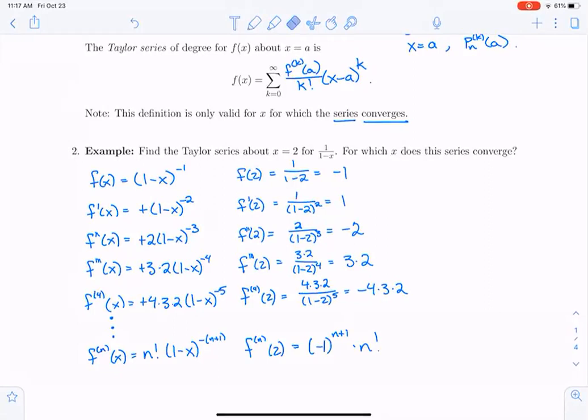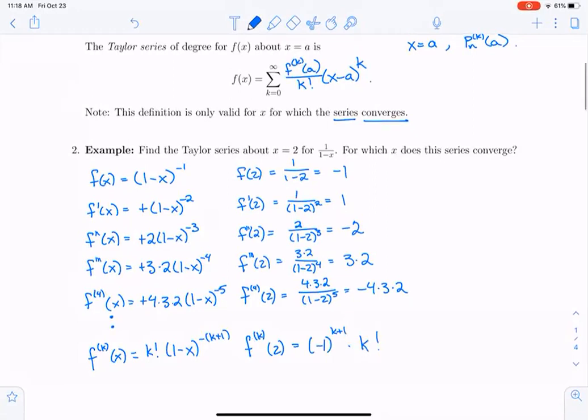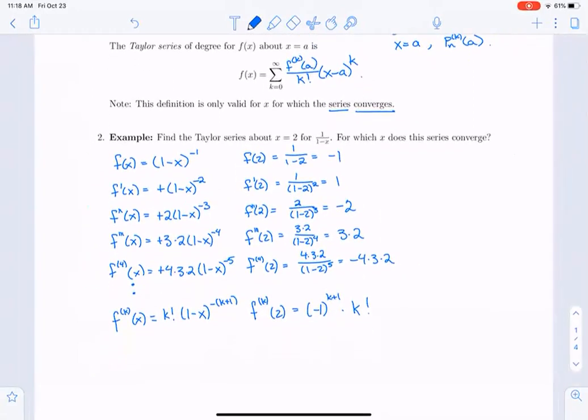I will notice that I did use k's in my series formula, so I'm going to just change these to k's real quick. So this is the kth derivative. That's going to be a k factorial. This is not necessary for you to do, but I'm going to do it so that I'm consistent. So this is going to be the kth derivative at 2, and that's -1 to the k plus 1 times k factorial. Okay, so I'm going to plug that into the series formula.